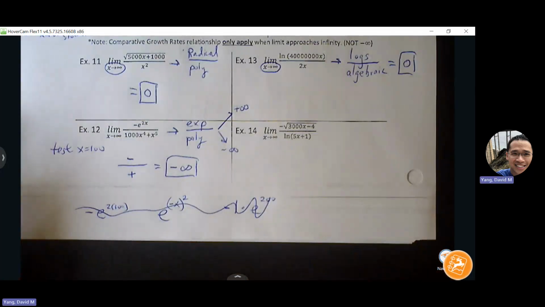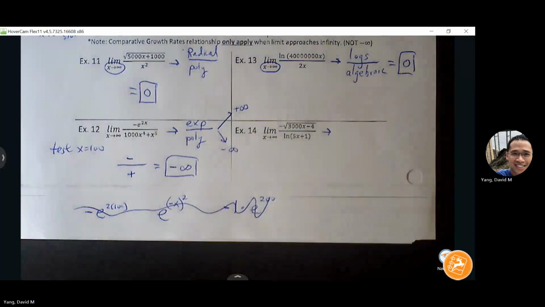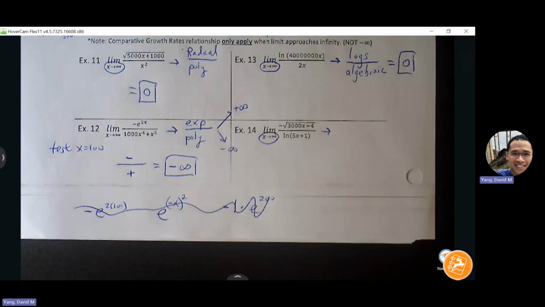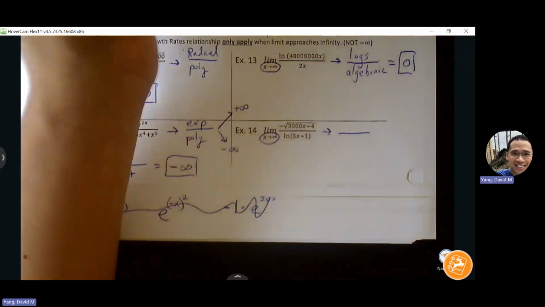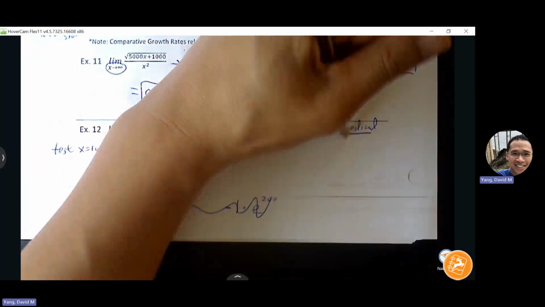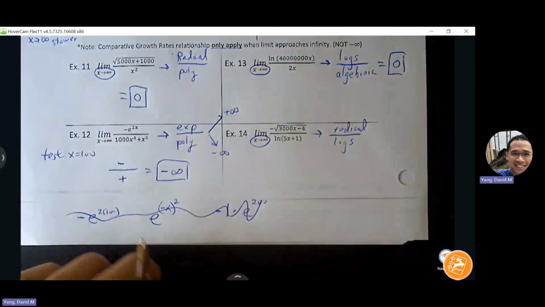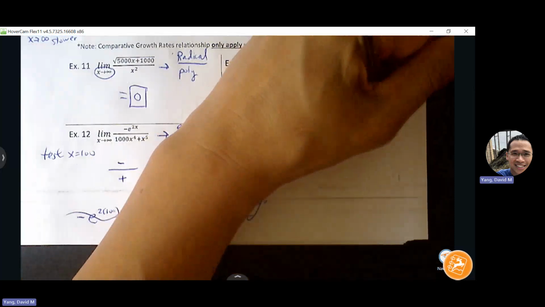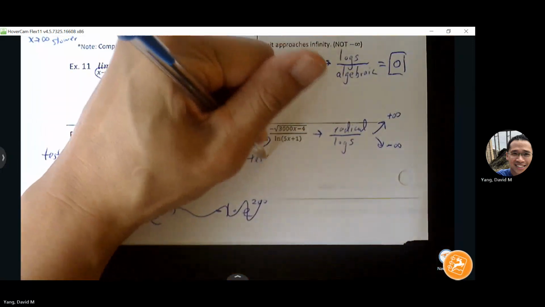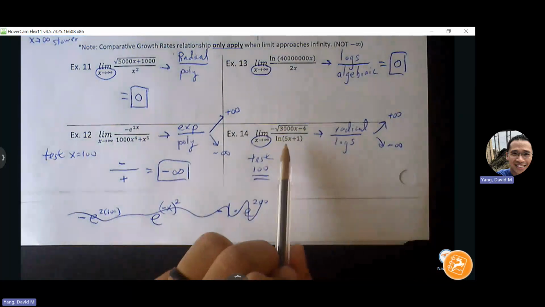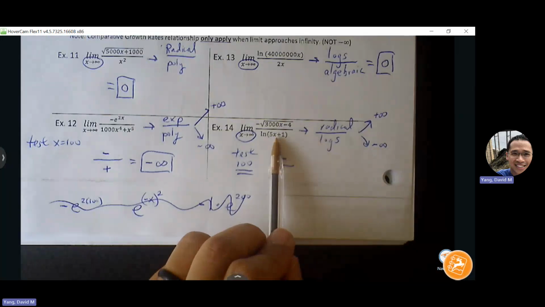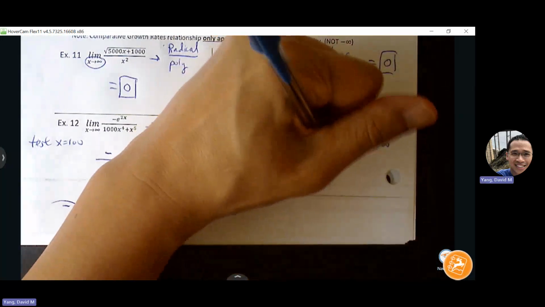All right. Example 14. We see clearly defined families between numerator and denominator. The numerator falls under what? Radical. Denominator is logs. Which is growing at a faster rate? Top, so we know it's either positive or negative infinity. Let's test 100, because that's where we're headed. So numerator gives us negative. Denominator gives us positive. Negative over positive is negative.